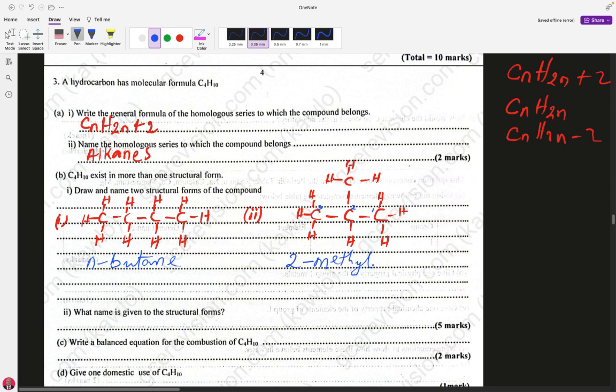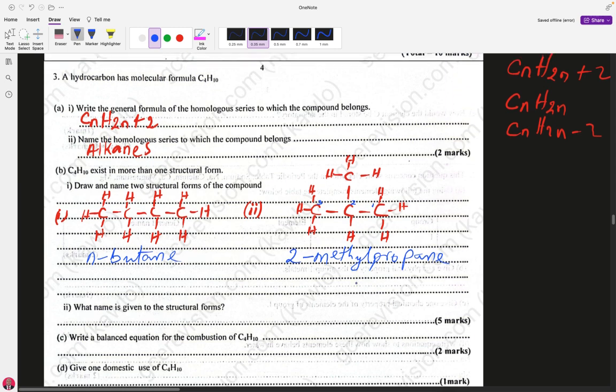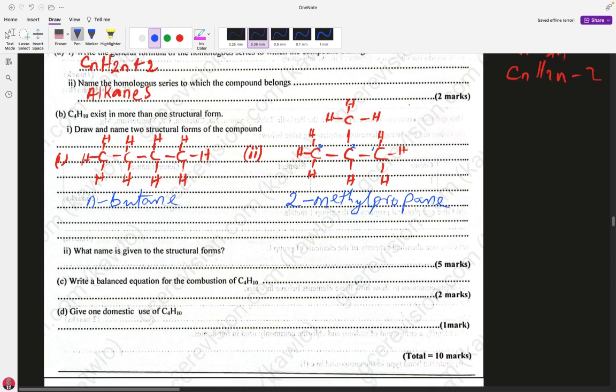2-methylpropane. It is 2-methylpropane because the methyl group is located on the second carbon atom. So that is how you can draw this structure. The one is n-butane and the other one is 2-methylpropane.